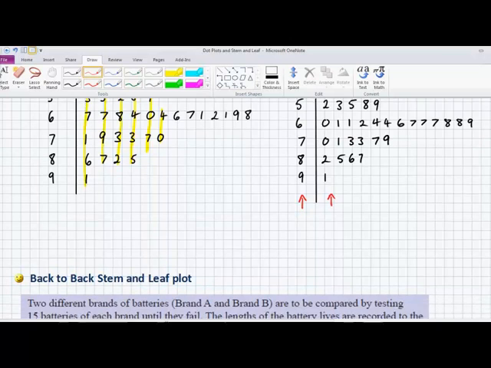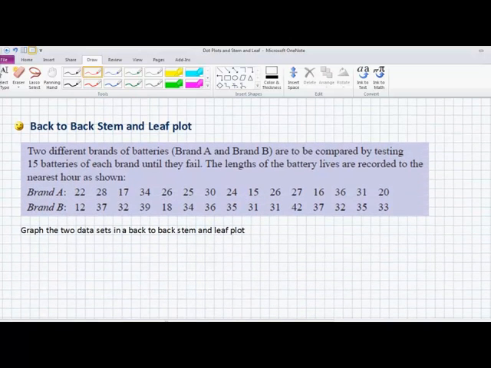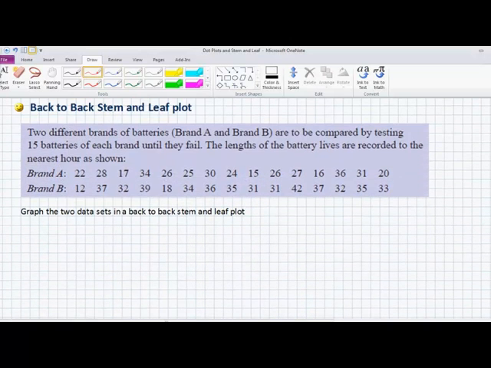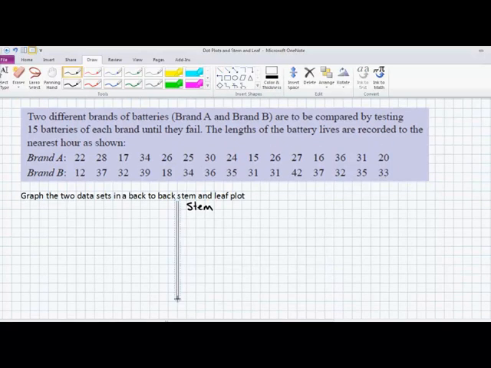There is a more complicated version of the stem and leaf, and that's called a back-to-back stem and leaf plot. Alright, so in a back-to-back stem and leaf plot, we have the stem in the middle, and we have a leaf either side of that stem. Okay, so we use this when we're looking at two different sets of data. So this side I'm going to call leaf A, this side I'm going to call leaf B.